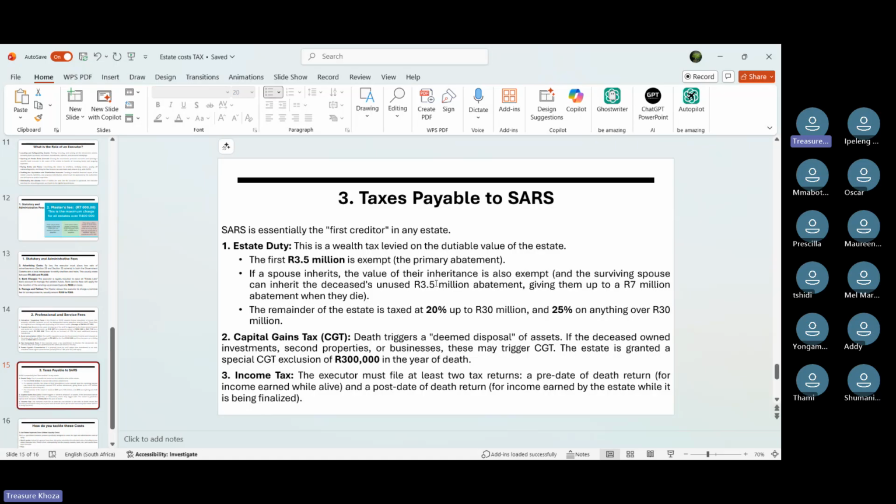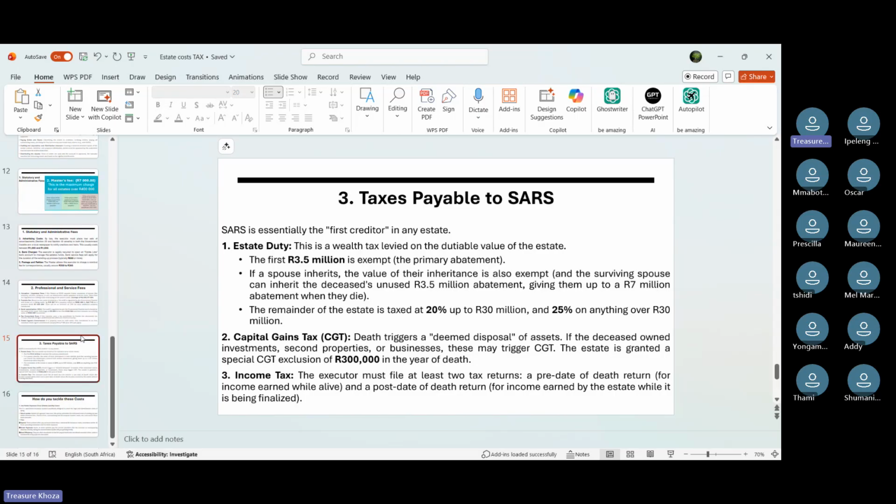So guys, by all means, SARS will always find a way to tax you. They want to benefit from you. So if you see, SARS forms most of your estate. You need to think of these costs, because all the costs that I've already explained are going to be taken from your estate, meaning it's going to reduce the value of your estate. So it's a question of how do you prepare for these costs?